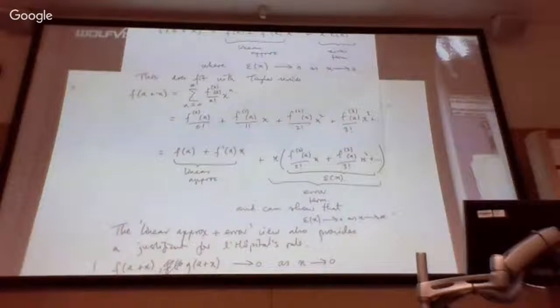But that's a viewpoint that you'll see developed in second and third year in the numerical analysis courses.